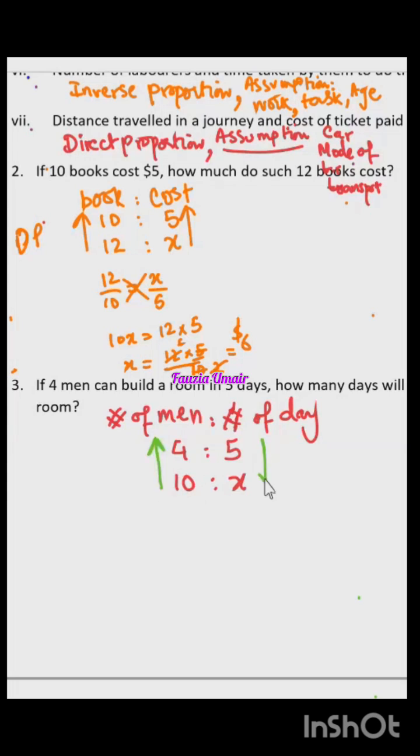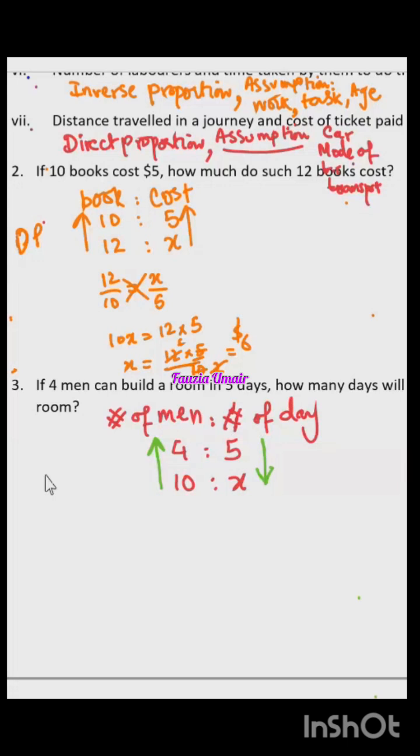It is inverse proportion because if we are having more number of men, number of days will be less. If we have more labor, then it will take fewer days to complete the work. Okay, you need to remember this is a very good example of inverse proportion. Now, can you see the direction of arrows? The direction of arrows are opposite. If one arrow is going up, the other is going down.